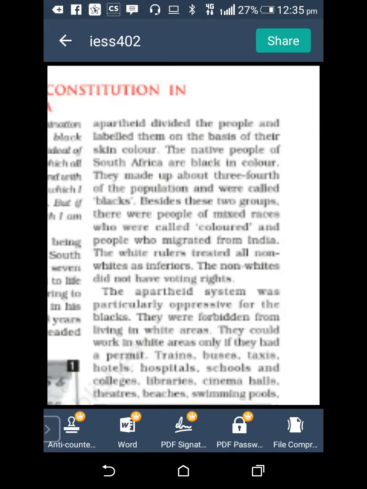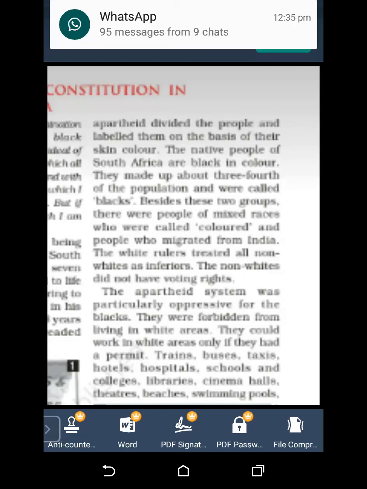हम सबको inferior माना जाता था. We were all treated as inferiors. हमें छोटा, we were the second grade citizens of South Africa. We were having no rights. Only the white majority had the rights. उनको अधिकार थे. Non-white people, settlers from India, all black people, they were having no rights at all.